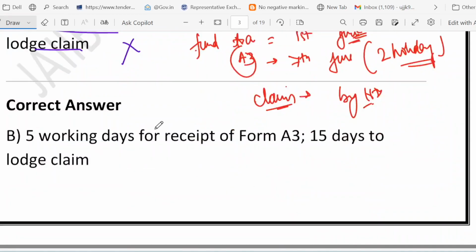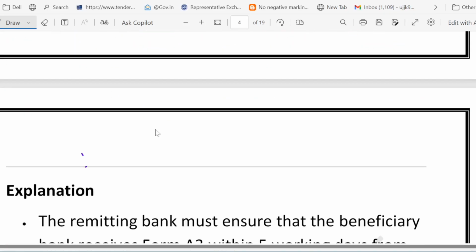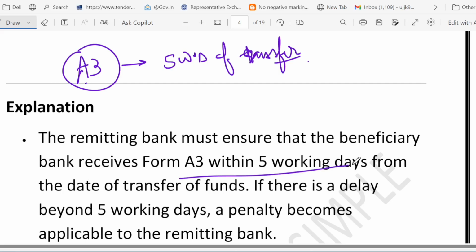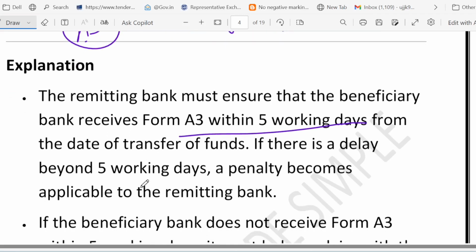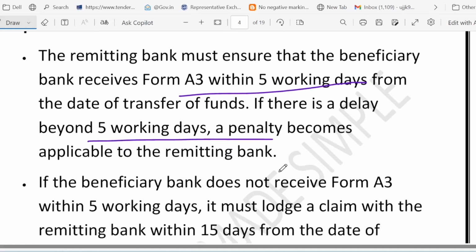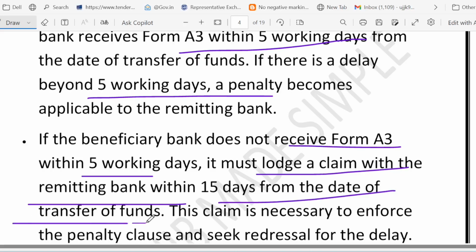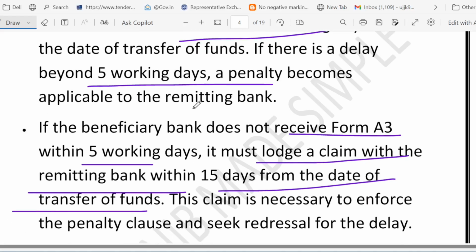So, what we have learned in this particular question, just remember it. Form A3 must reach within 5 working days of the transfer. The remitting bank must ensure that the beneficiary bank receives Form A3 within 5 working days. And if delayed, the beneficiary bank must lodge a claim within 15 days. Suppose it got delayed, so the beneficiary bank does not receive Form A3 within 5 working days. It must lodge a claim with the remitting bank within 15 days from the date of the transfer of the fund.